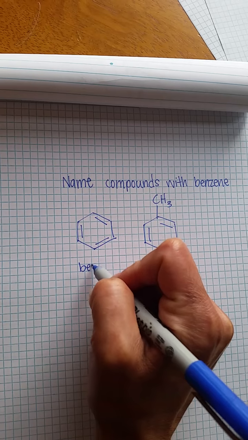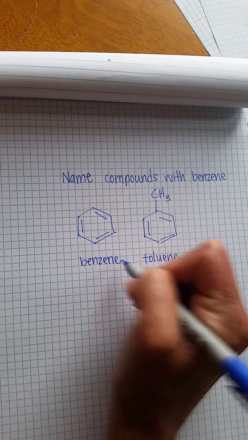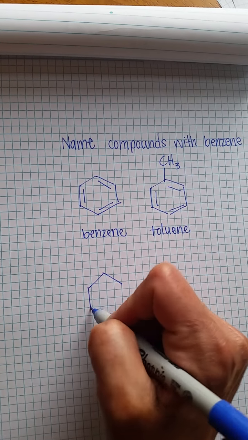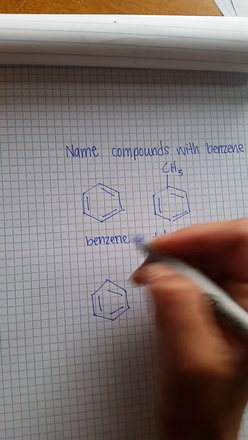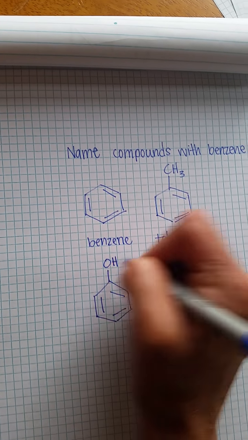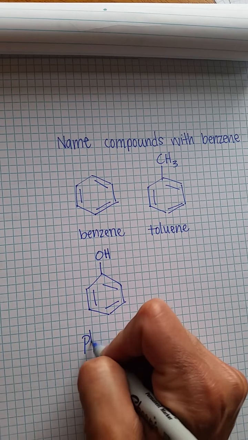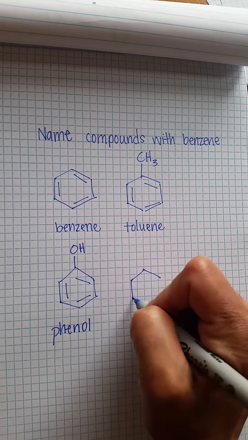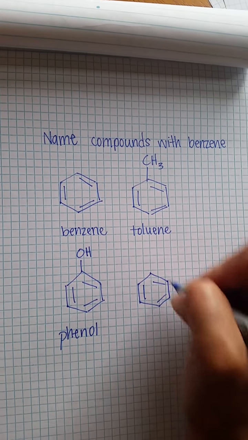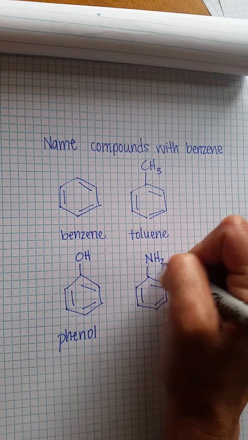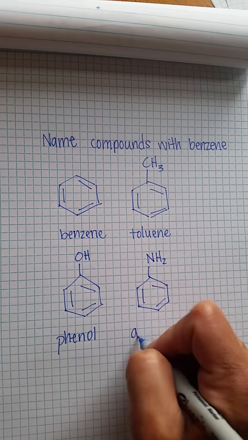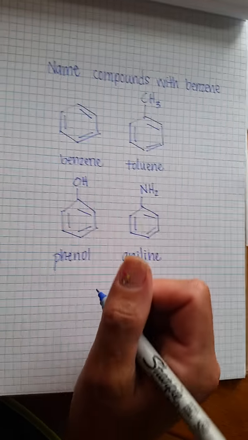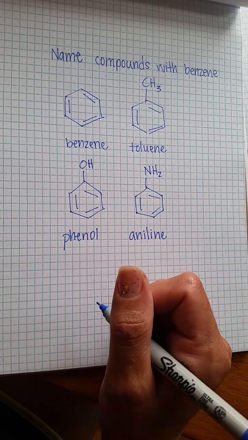All right, this was the original benzene. Then we also have when an OH group is coming off. That's called a phenol. Then we have when an amine group is coming off, an NH2, and we call that an aniline. And then the last one that we have to learn is one that has a carboxylic acid group coming off.